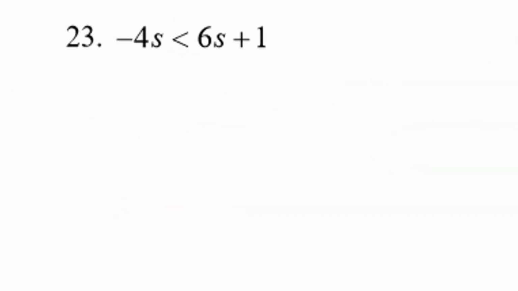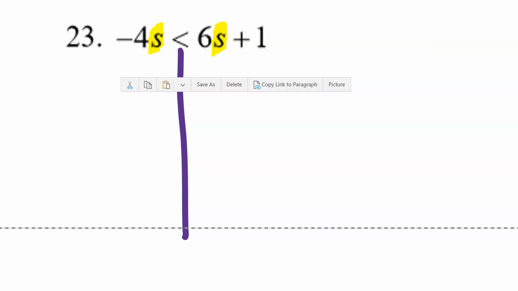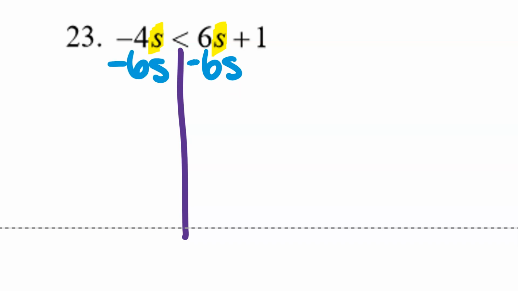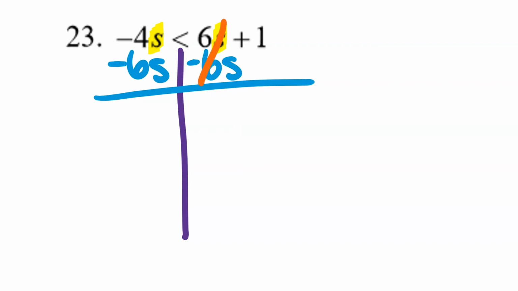All right, same thing on 23. So on 23, I have my inequality. I am going to do the exact same thing that I would do if I was solving. I've got S here and S here. So I need letters on one side, numbers on the other. So I'm going to move the 6S. Even though I know that negative 4 is smaller, it's not going to help me. So I'm going to move the positive 6S. So opposite of positive 6S is negative 6S on both sides. So that goes away. Negative 4S minus 6S is negative 10S less than 1.